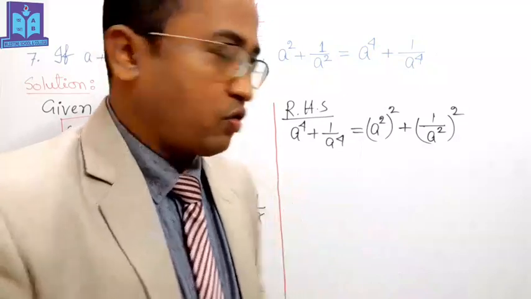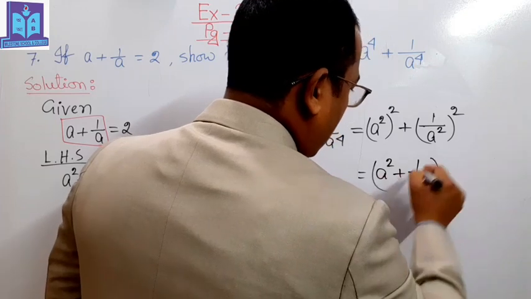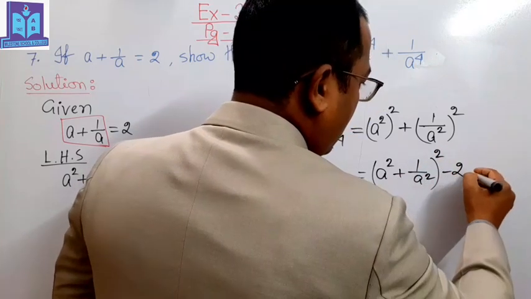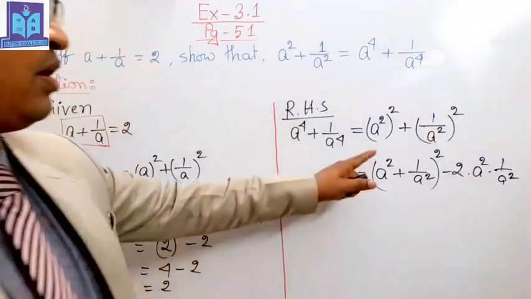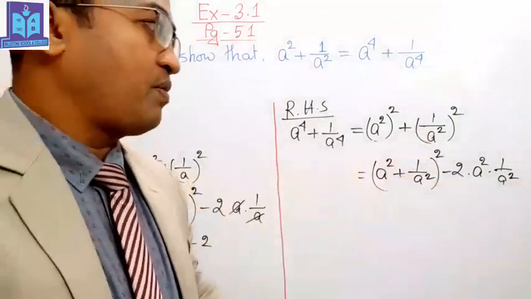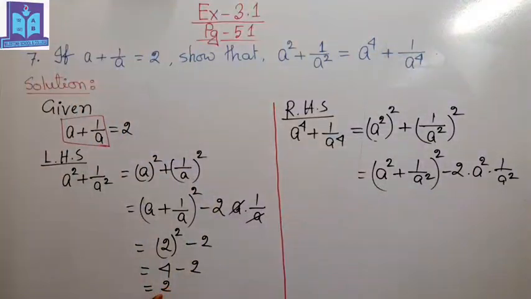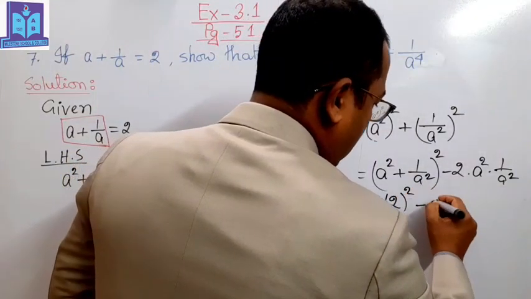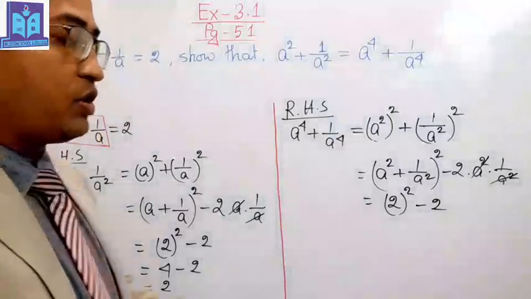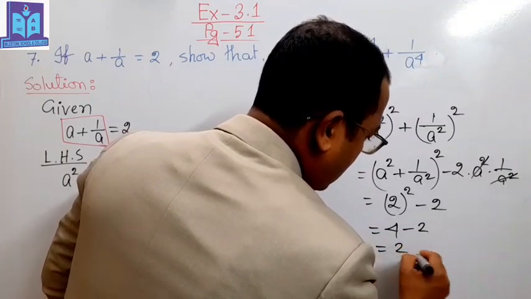So here also we apply the first corollary of a square plus b square: (a plus b) whole square minus 2ab, where a means a square and b means 1 by a square. What is the value of a square plus 1 by a square? Already we know from the left hand side that it is 2. So this is 2 square minus 2. The a square will cancel with the a square. So this is 4 minus 2, that is 2.